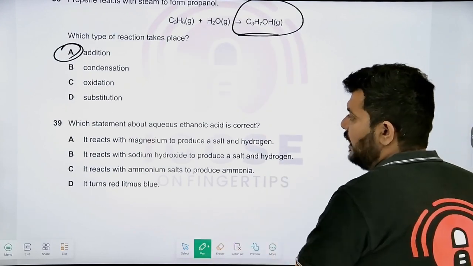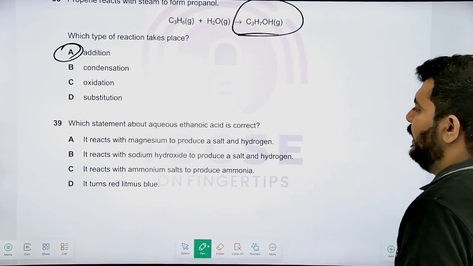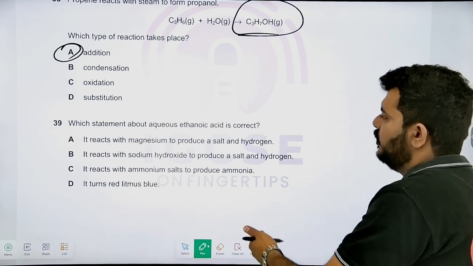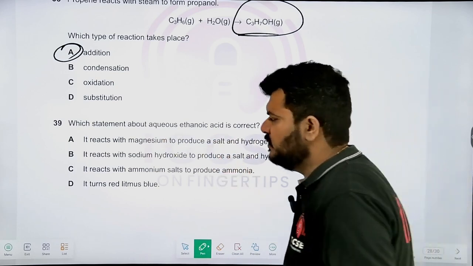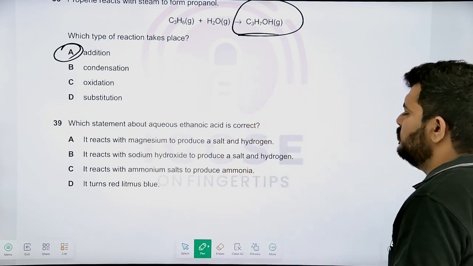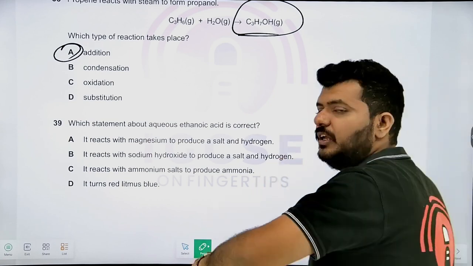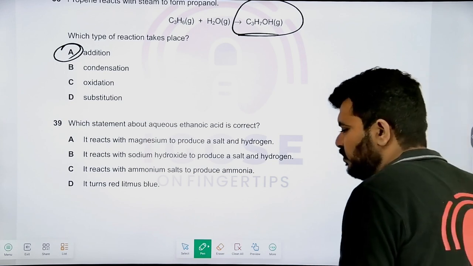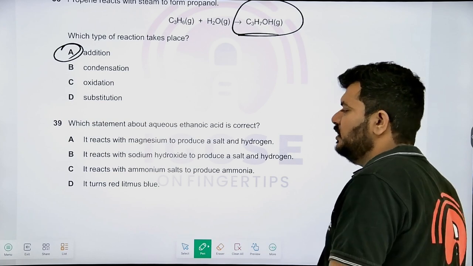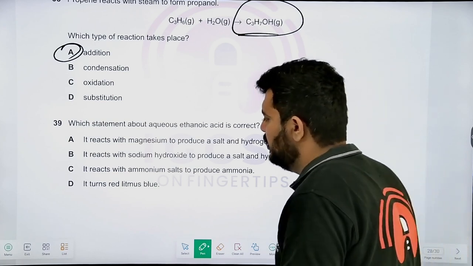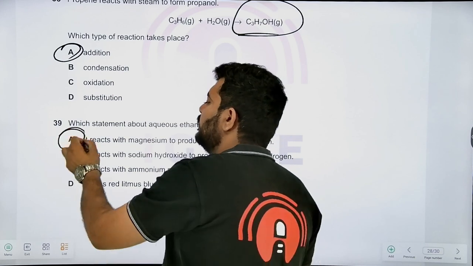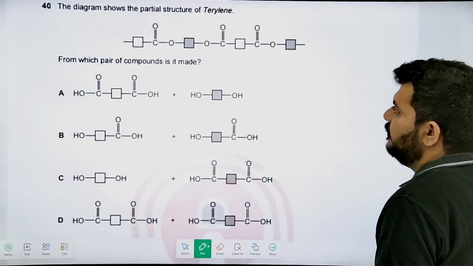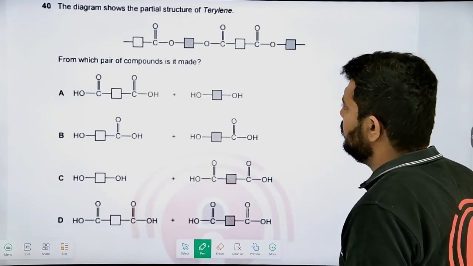Right? Then we have, which statement about aqueous ethanoic acid is correct? It reacts with magnesium to produce a salt and hydrogen. Because it is an acid, this is a characteristic reaction for an acid. It reacts with sodium hydroxide to produce a salt and hydrogen. Because it is hydroxide, it will form water. It reacts with ammonium salts to produce ammonia. No, I don't think it's that acidic to release ammonia from its salts. It turns red litmus paper blue. No, it will turn blue litmus paper red rather. Right? Then we have question number 40.